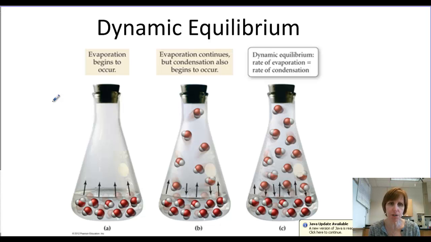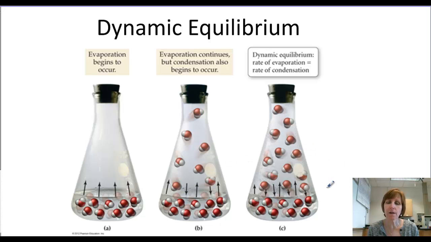So if we look at this Erlenmeyer flask, which is sealed, by the way, notice that it is stoppered. Evaporation will begin to occur when the molecules that are closest to the surface reach the energy level. They have enough kinetic energy to escape from the liquid phase into the gas phase. Because this is stoppered, they're going to get trapped inside this vessel. At some point, they will start to condense again and turn back into liquid.